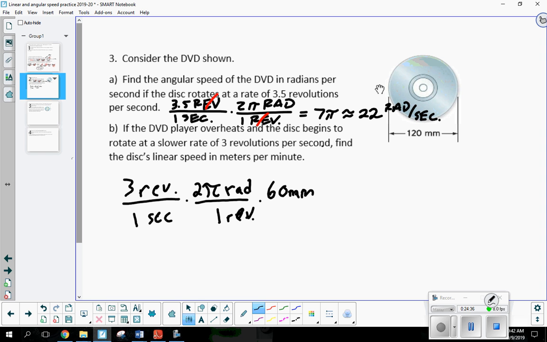Times 60 millimeters. So as soon as he multiplied by that radius, it's now linear velocity. So it's in millimeters per second, and we need meters per minute. So 60 seconds in 1 minute. That'll take care of the time.